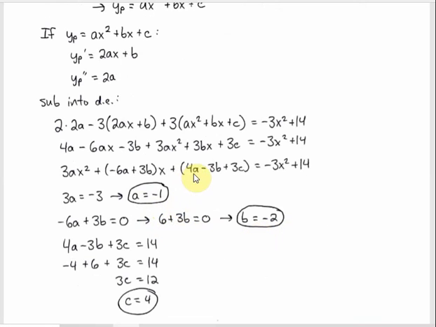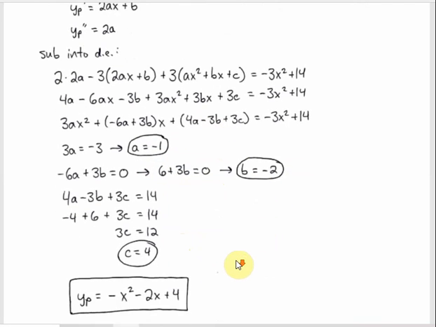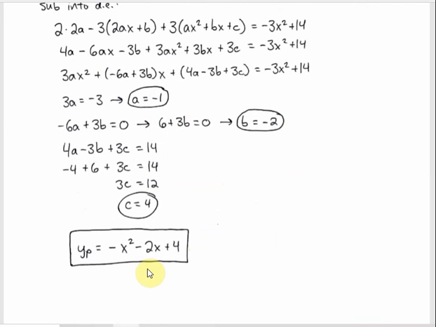And then this thing right here, the 4a minus 3b plus 3c, has got to be equal to 14. So then we already know what a and b are. We can sub in for those. We eventually get that c is 4. So then there's the particular solution: negative x squared minus 2x plus 4.